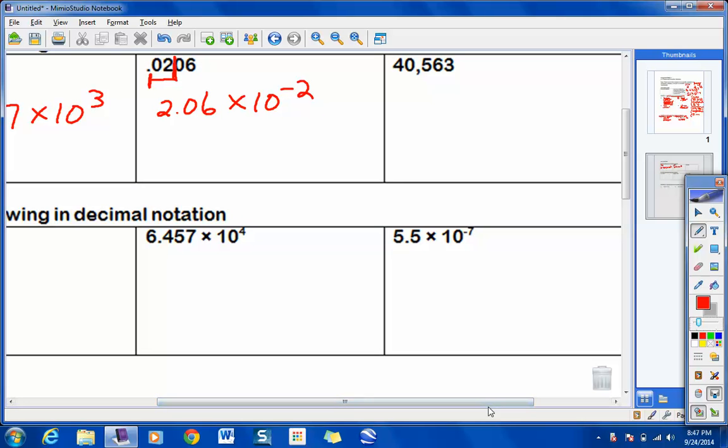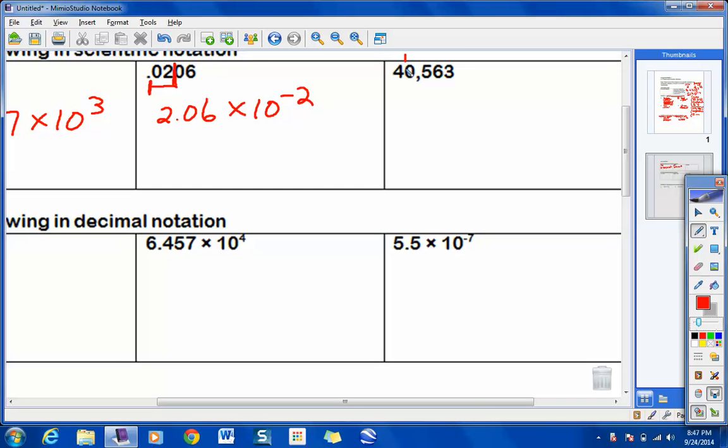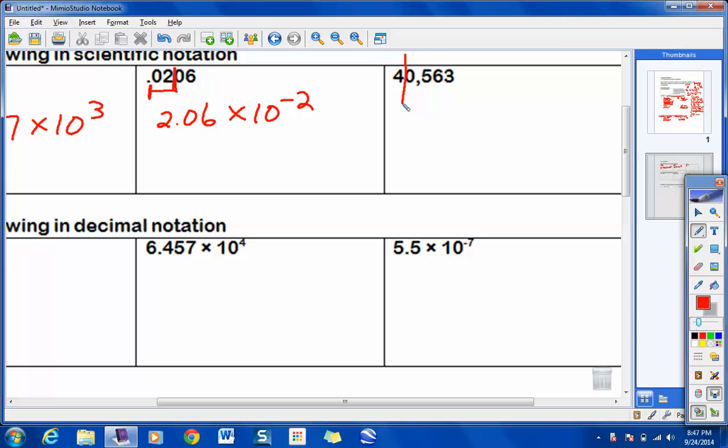Next one. Put my decimal between the 4 and the 0. And then the decimal point's really here on the end. Even though it doesn't show up, there's really a decimal point right there. So I'm going to call this 4.0563 times 10 to the, there's 1, 2, 3, 4 digits after where that decimal would be, so times 10 to the 4th, okay?